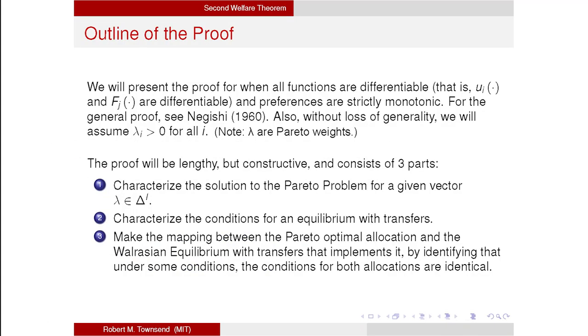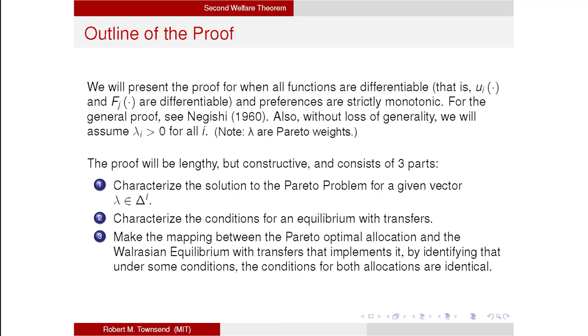And again, in the proof, it's kind of easier to assume that those lambdas are strictly positive. It will generalize to some of them being zero, but it just gets in the way. So let's make it a little bit easier on ourselves. The proof is constructive and a bit tedious, but it is straightforward enough. I'll try to guide you.